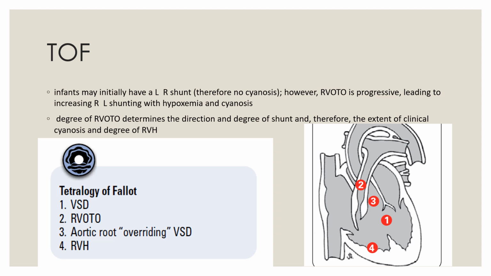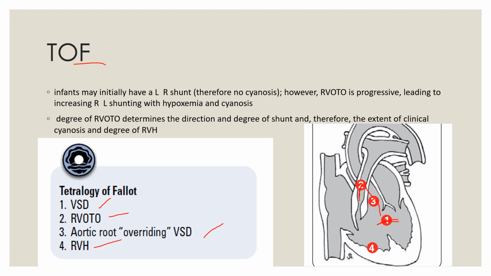Now coming to cyanotic heart diseases, which is your TOF. TOF means tetralogy of Fallot, which means there are four things happening. One is a large VSD. Next one is pulmonary stenosis. Next is an aorta overriding the defect. And the fourth one is right ventricular hypertrophy. So VSD, right ventricular outflow tract obstruction or your pulmonary stenosis, aortic root overriding the ventricular septal defect, and right ventricular hypertrophy. Infants may initially have a left to right shunt, and therefore they may not have cyanosis.